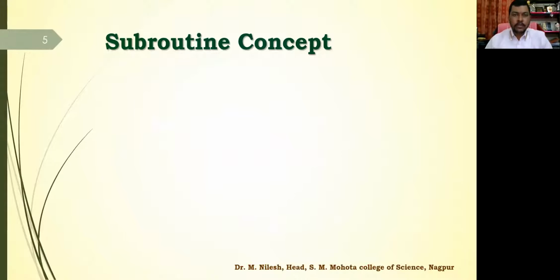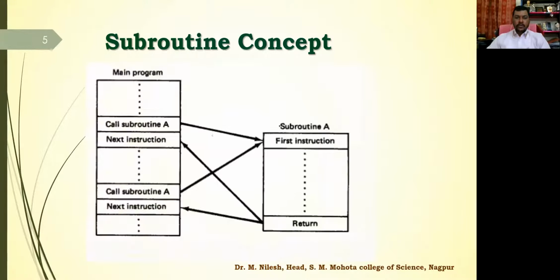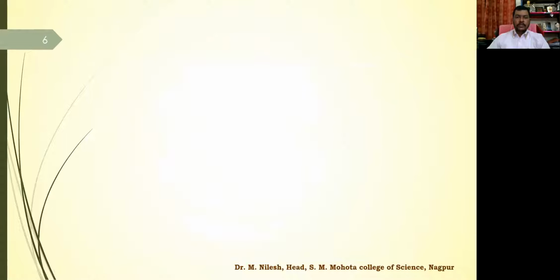Now, what is the concept of a subroutine? As I told you, a subroutine is a small program written separately from the main program, which can be called in the main program. So, call subroutine A. This subroutine is written at some other memory address, and this is the main program, where we call the subroutine, right? To reduce the size of the main program, we can write such programs, and those are called subroutines.